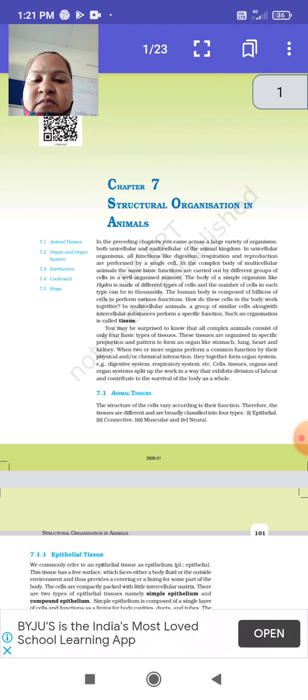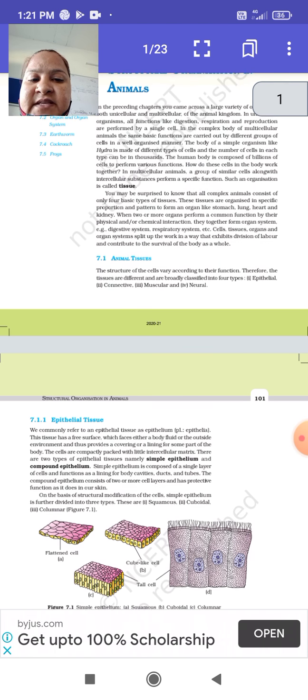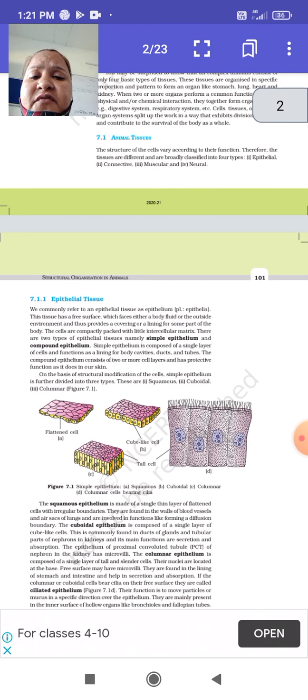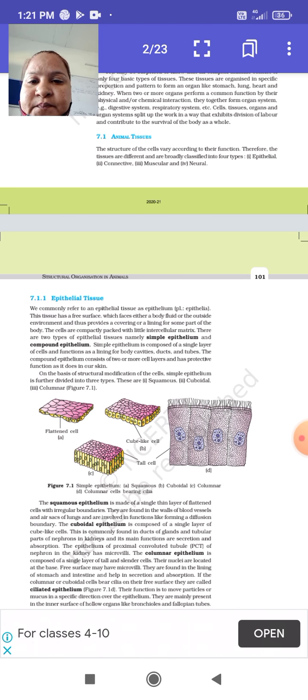Now, in animals, four types of tissues are present. One is epithelial, second is connective, third is muscular, and fourth is neural. First we study epithelial tissues. Epithelial tissues are commonly referred to as epithelium.